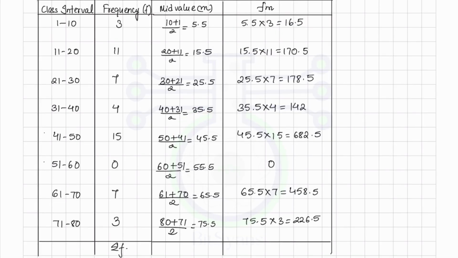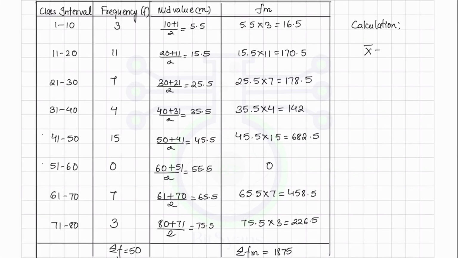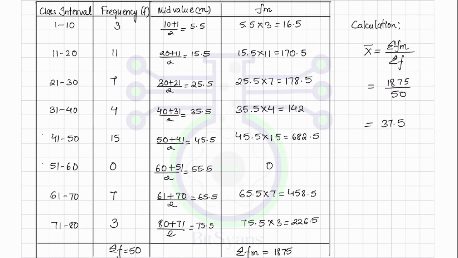So if we find, summation of f is equal to 50 and summation of fm is equal to 1875. If we put them into the formula, the summation of fm by summation of f is going to be 1875 by 50, which equals 37.5. I hope you got this answer. If not, you can go back and check the answer.